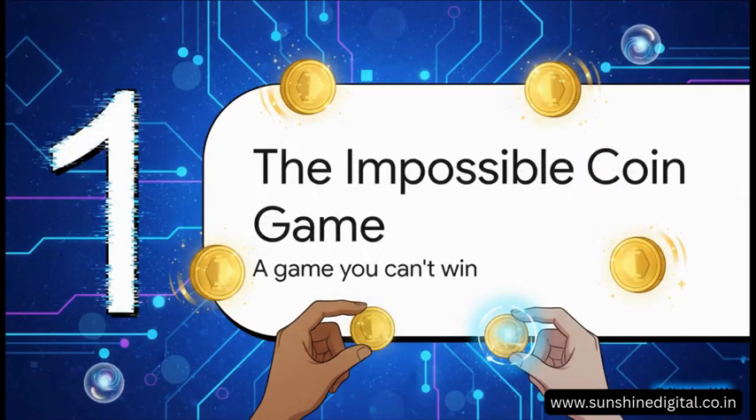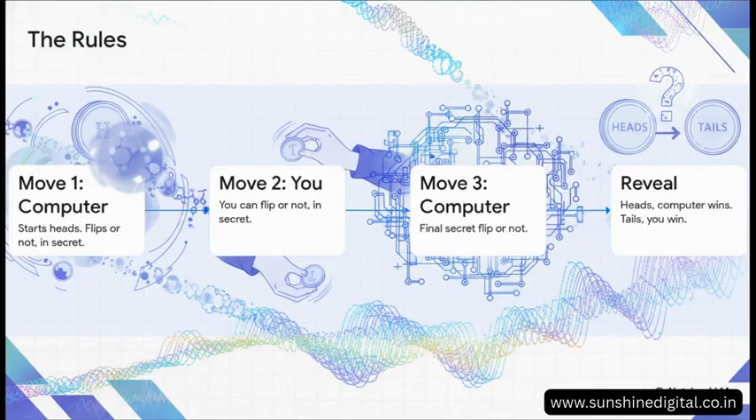So the game is super simple. It's you versus a computer. All you have to do is make a coin land on tails. Sounds easy enough, right? Okay, here are the rules. There are 3 moves, and they're all secret. First, the computer makes a move. Then it's your turn. And finally, the computer gets one last move.